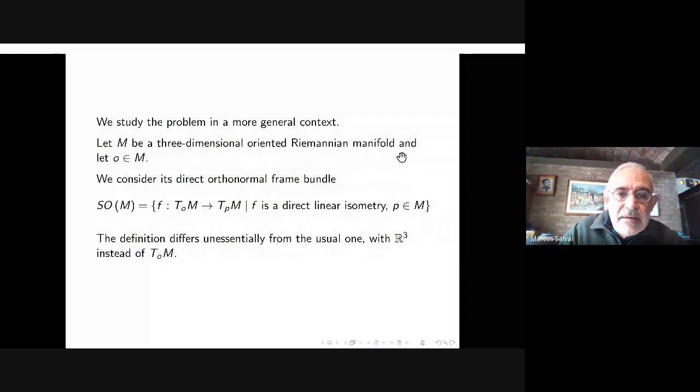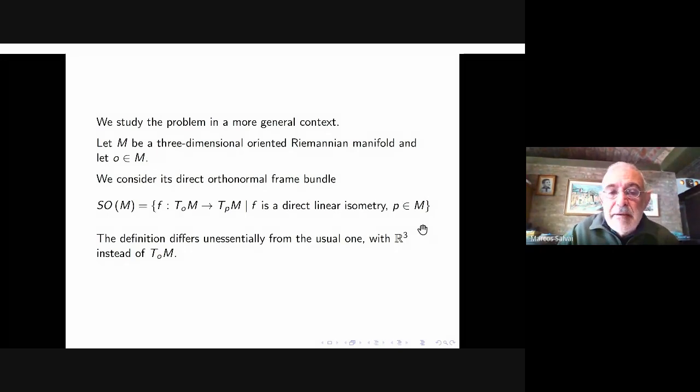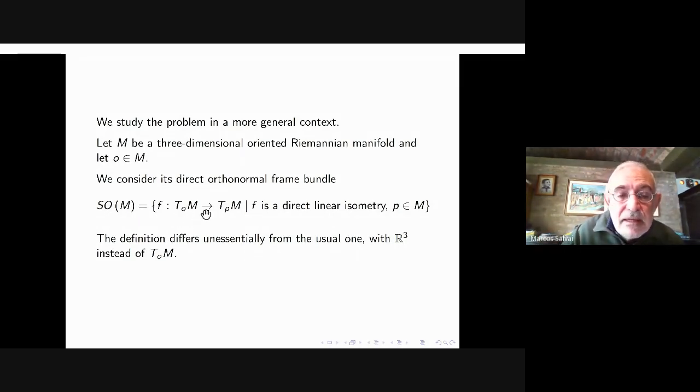Let M be a three-dimensional oriented Riemannian manifold and a point O in M. We consider its direct orthonormal frame bundle SOM, the set of linear maps f, direct meaning orientation preserving, f a direct linear isometry from the tangent space at the point I have chosen to T_pM, for all p. The usual way of defining it is instead of putting this one special tangent space, putting R3. This is the usual way of defining the orthonormal frame bundle. This has some advantages for us. We think of the body with reference position at this point O. Well, you know this bundle very well.